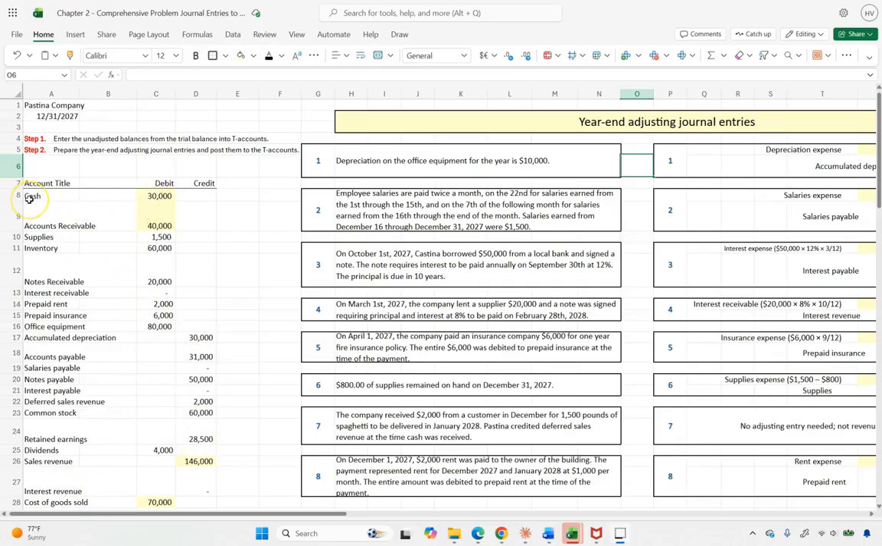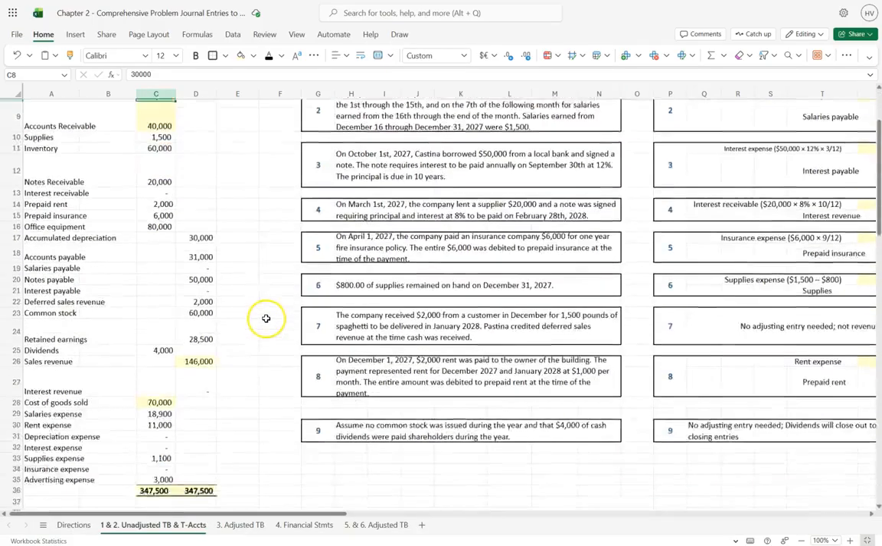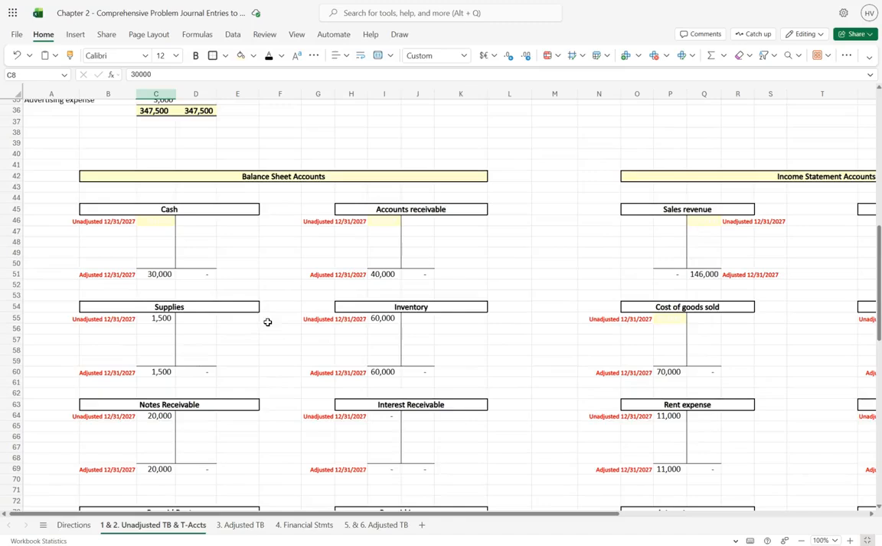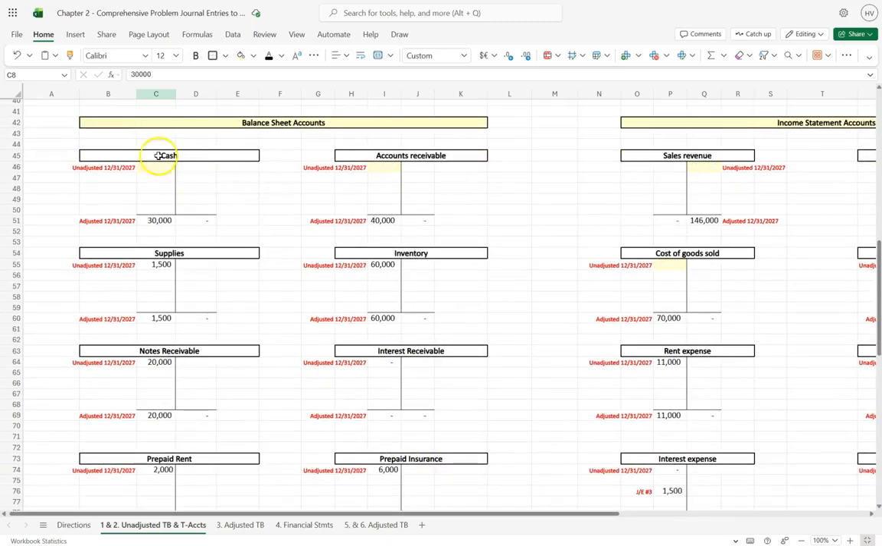But our first account is cash, and we have $30,000. Please be careful whether it's a debit or a credit. Cash is in the debit column, which is the normal side for an asset, and it's $30,000. So I'm going to scroll down to the bottom of this sheet, and here's where I have my T accounts. For the balance sheet, I put on the left side, and the income statement is going to be on the right side. And a T account looks like a T.